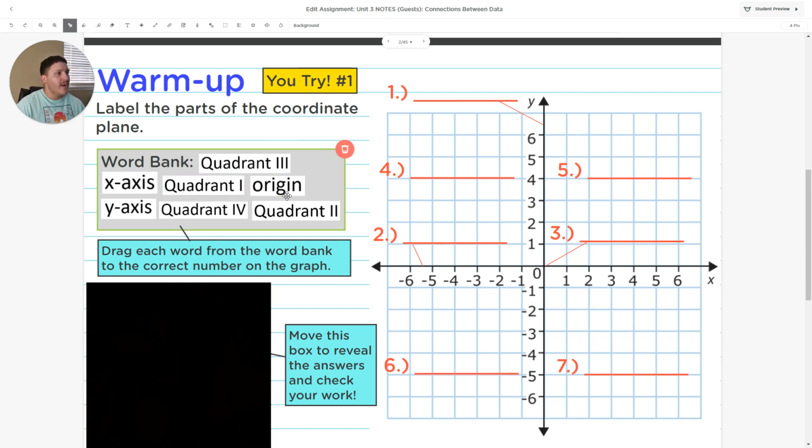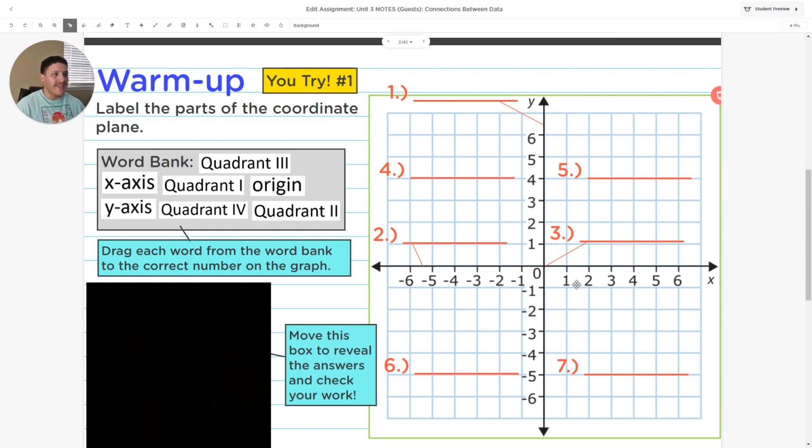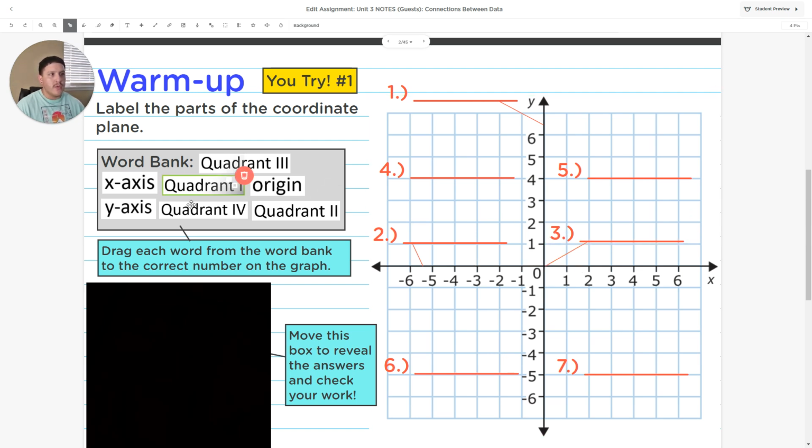So starting with the origin. The origin is the center of the graph, usually the point 0, 0. Right here, this cross section of these two axes. So number 3 is the point of origin.